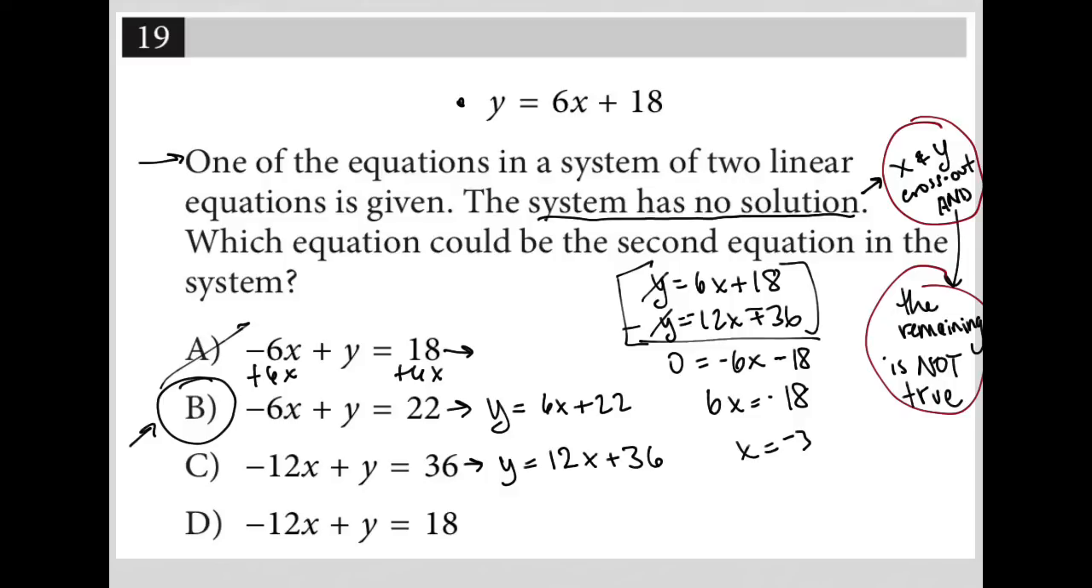Again, the hint here, the key here was system has no solutions. If you didn't know this already, please do put it in your notes and make sure to memorize. A system having no solutions means x and y will cross out, and the remaining is not true.